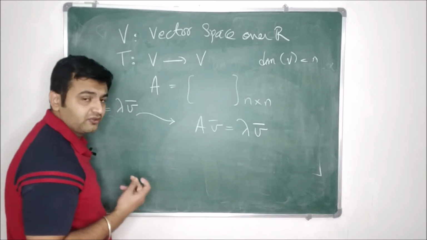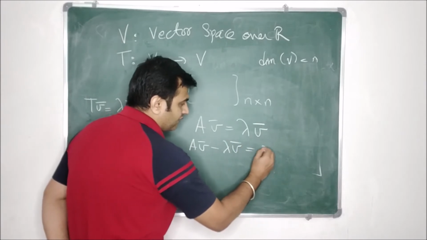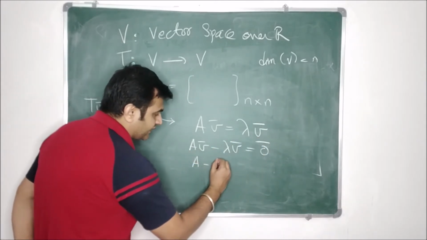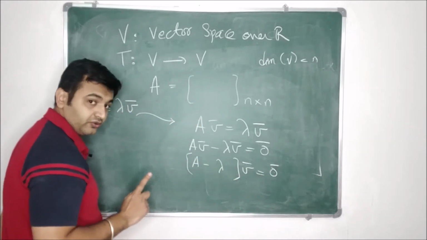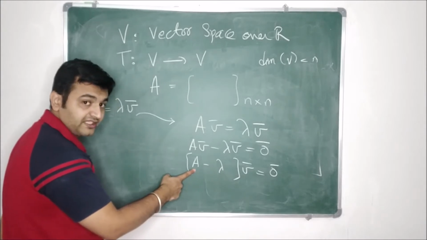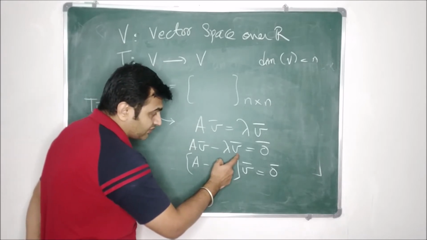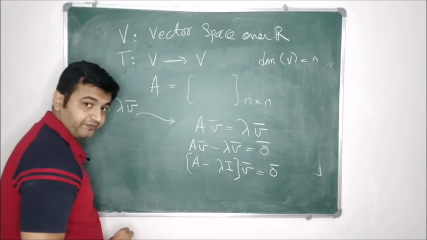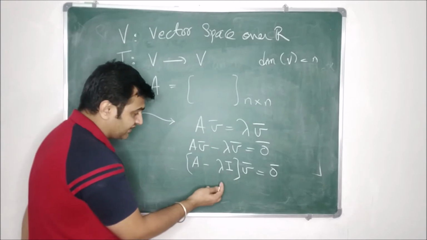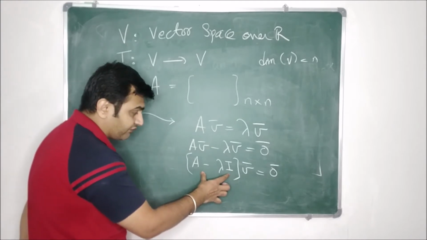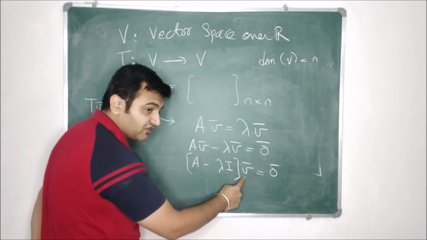Now see how to find the eigenvalue and eigenvector. You can take this to the left hand side: A v bar minus lambda v bar equal to 0 bar. If I take v bar outside, it is equal to 0 bar. Now here you have to be a bit careful. Your A is a matrix of order n cross n, and your lambda is a real number, so this subtraction does not make sense. When you take the vector outside, this is lambda I times the vector. Now this makes sense because this is an identity matrix of order n, so this subtraction is again a matrix of order n. So now what do you have? You have a system where this is a matrix of order n cross n and this is a vector of order n, right?